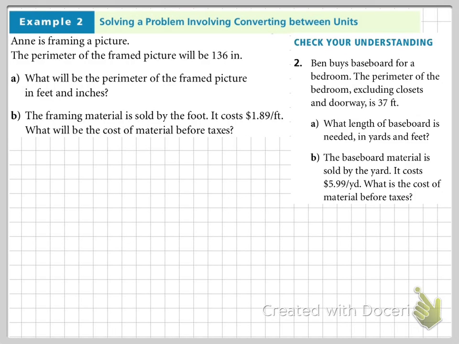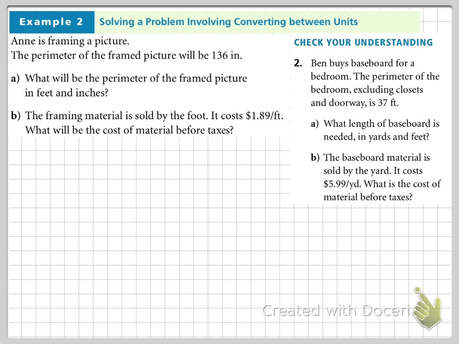In example 2, we're solving a problem involving converting between units. Anne is framing a picture. The perimeter of the framed picture will be 136 inches. What will be the perimeter of the framed picture in feet and inches? And then B, the framing material is sold by the foot, costs $1.89 a foot, and what will be the cost of materials before taxes?